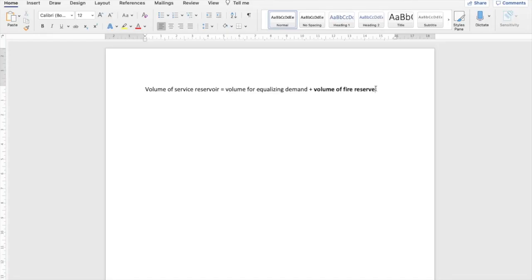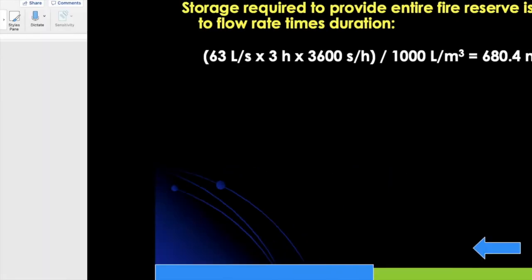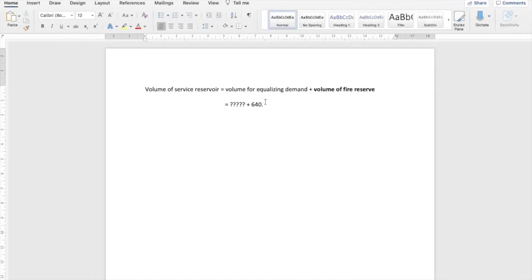So basically, we already got that value, and that is equal to something that we still don't know, the first part, plus the second part, 680.4 cubic meters. So that is the fire reserve. We have already got the first part.